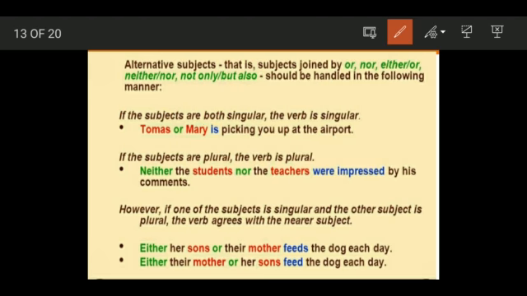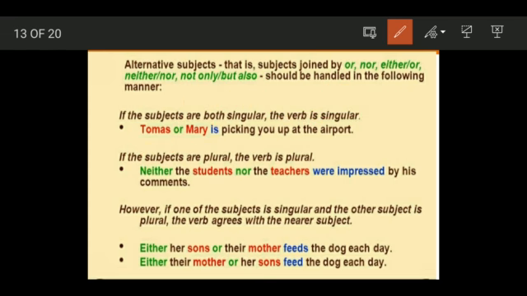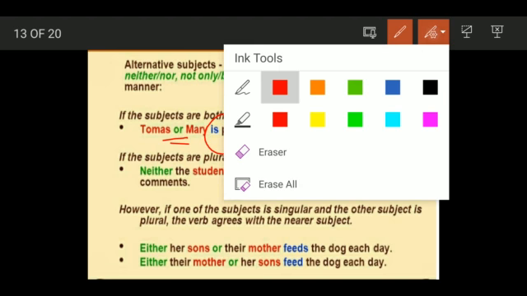No. If instead of or they had written and, then what will we do? If there were two singular subjects joined by and, what do we do? Thomas and Mary, plural verb, are picking you up at the airport. So if and was written, it will become a plural verb. But when or is given, then the subject becomes singular and the verb will also become singular. Thomas or Mary is picking you up. So whenever you find or written in the subject, you will go with the singular verb. Clear?